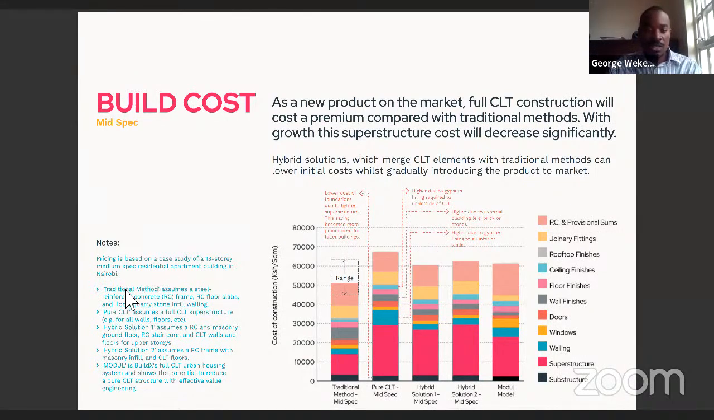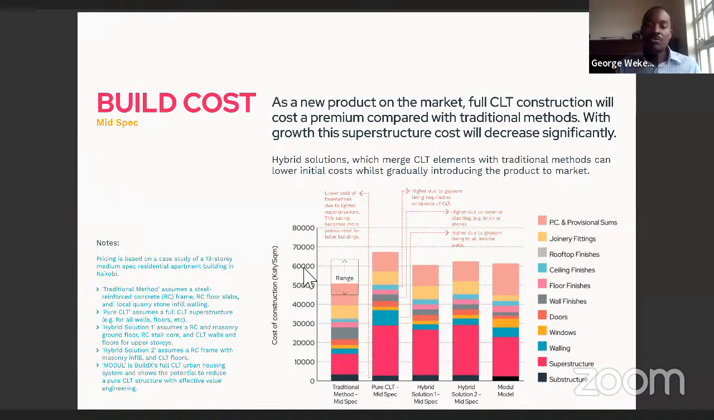Here we did a study of a 13-story medium-rise residential apartment building in Nairobi, with one option where we built it out of cross-laminated timber, and you can see here cost ranges in terms of cost per square meter. This is the assumption of CLT imported from South Africa. But if we have our own local production, that would be a different case, because half of the cost of the material was actually the importation cost.